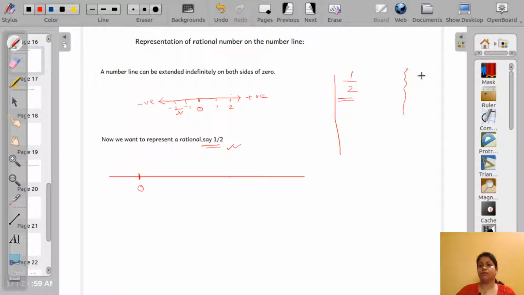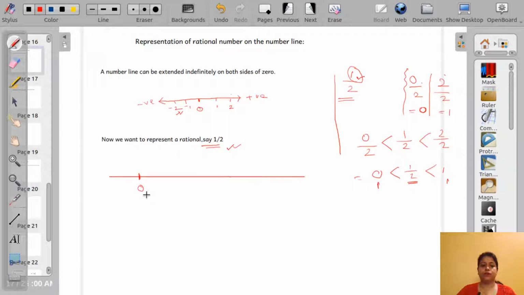Just recall which whole number is just less than 1. 0. Now if we write 0 by 2, it will be equal to 0 again. The whole number which is just bigger than 1 is 2, and 2 by 2 is equal to 1. That means 0 by 2 is less than 1 by 2 is less than 2 by 2. That means 0 is less than half is less than 1. That means this rational number half lies between 0 and 1.